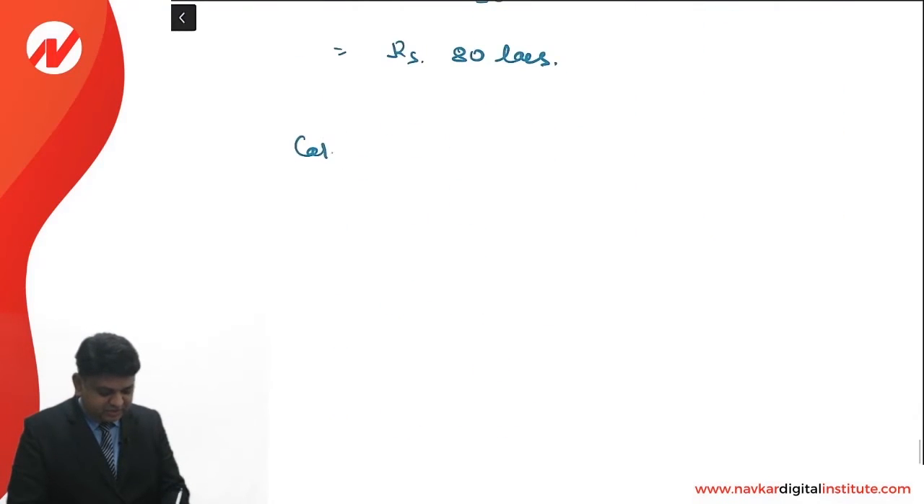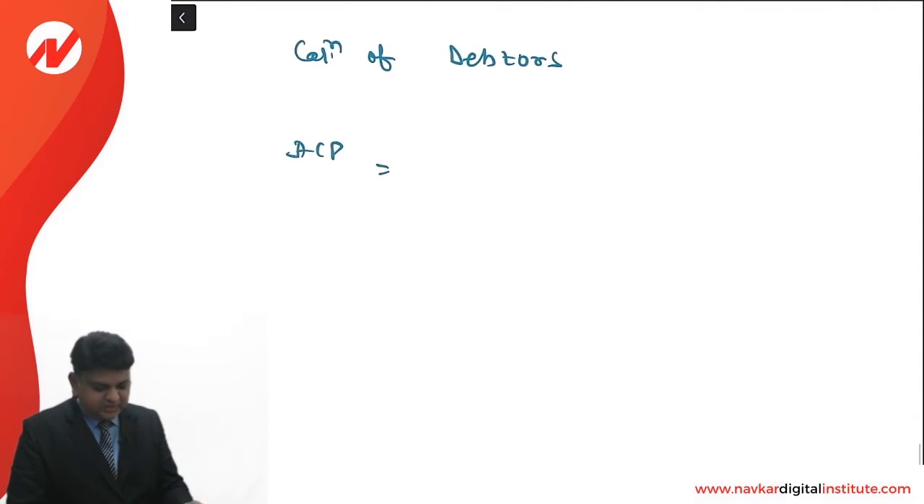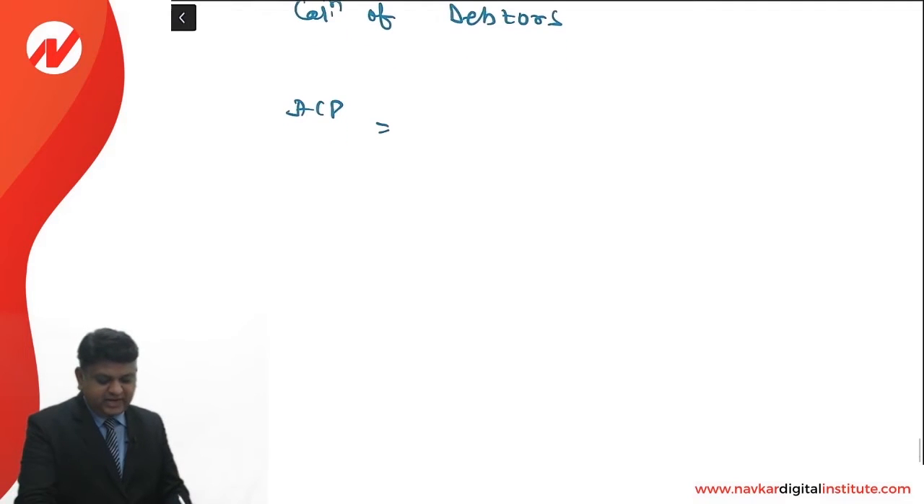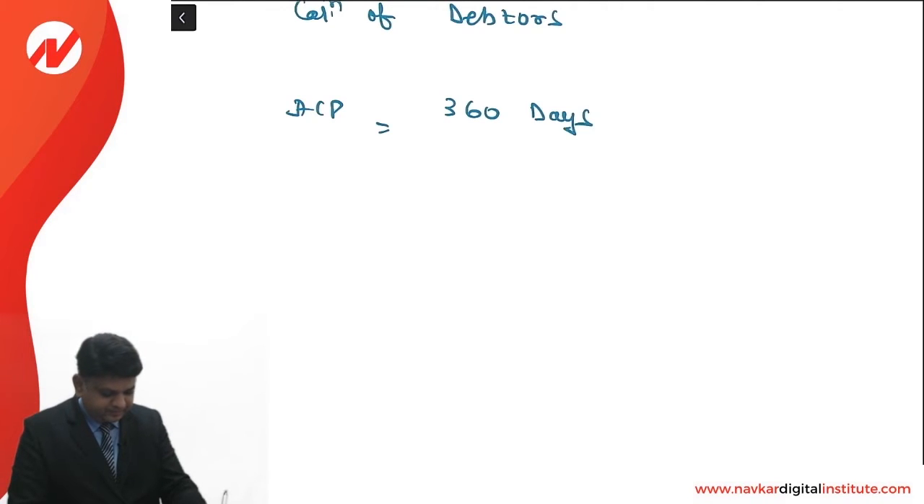This is the way the sales will be calculated. Next is calculation of debtors. Because the next information, average collection period, is given to us. Dear students, average collection period is found as, there are 360 days to be taken. So 360 days divided by annual credit sales.